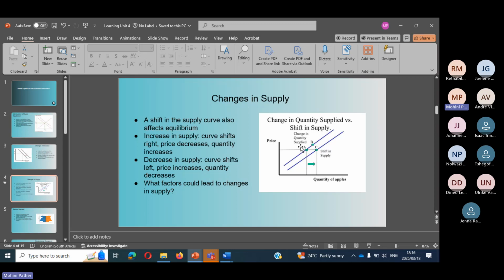I believe in your textbook, it's on page 86. You have a full table of all of the factors that can influence supply. There are a number of them. It's everything ranging from a change in the cost of the factors of production, to government intervention, to some sort of natural disaster.